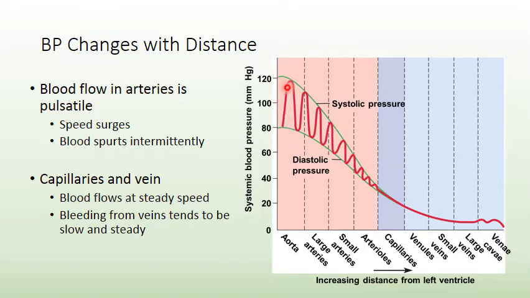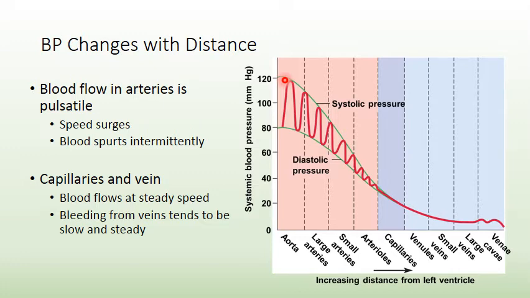So in our largest arteries, this area right here is showing you what's going on in the aorta, right outside of the heart. With each heartbeat, we're going to go down, up, down, up, down, up. So it's very pulsatile. This is because the blood is coming out of the heart intermittently and only when the ventricles are contracting. So we get big spurts of blood volume when the heart contracts, and then it stops. So we get a big pressure surge, and then it drops back down. And then another big pressure surge, and then it drops back down.